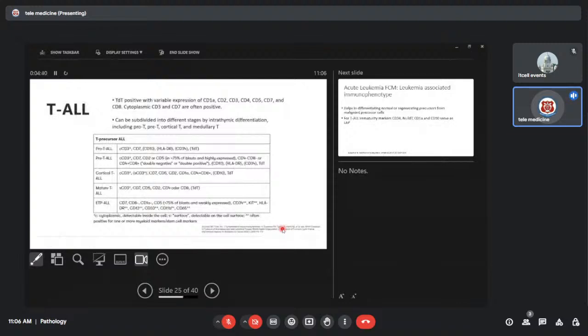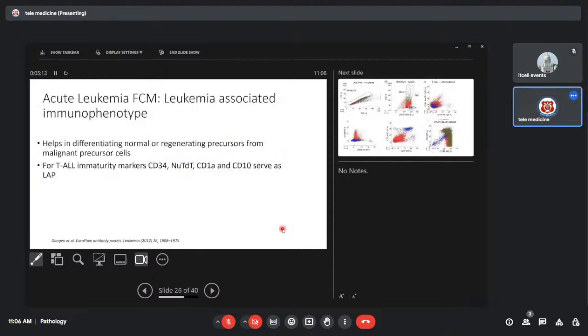TELL, you can classify it as pro-T, pre-T, cortical T, mature T, but then you have to have the whole marker, whole list of the markers. What we see here is for ETPLL it is 7 positive, 1 A negative, and 5 is usually negative, 34 positive, and you can have these myeloid markers. Okay, so बाकी आप categorize कर लेते तो बहुत अच्छा है, but what flow needs is that you must tell the ETPLL where, है ना.